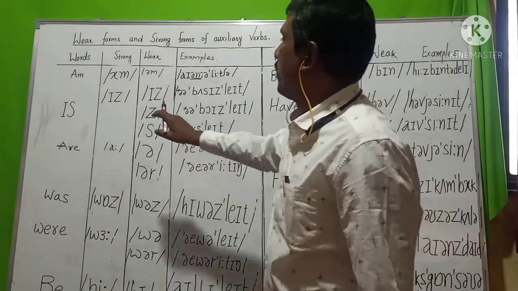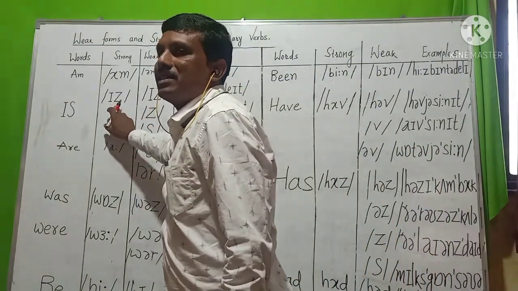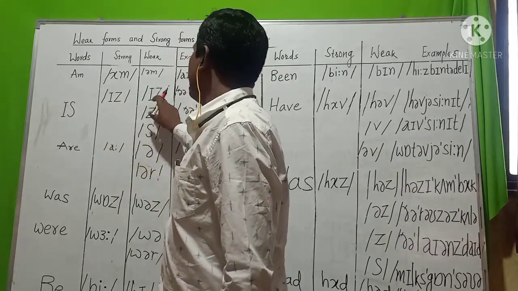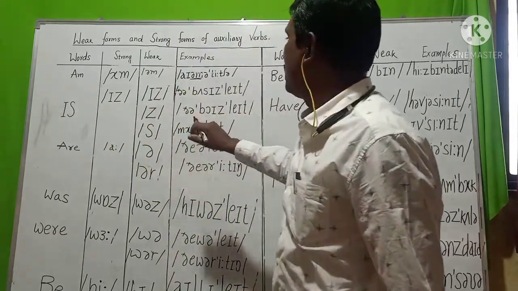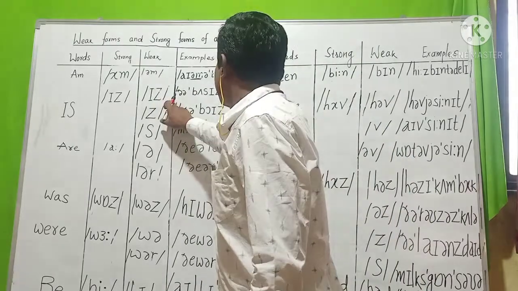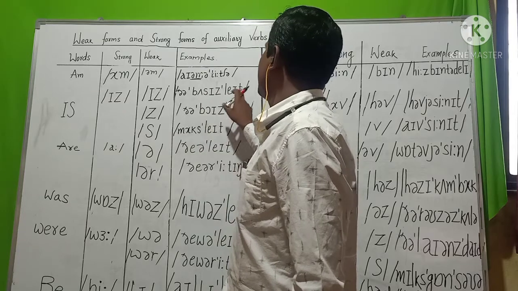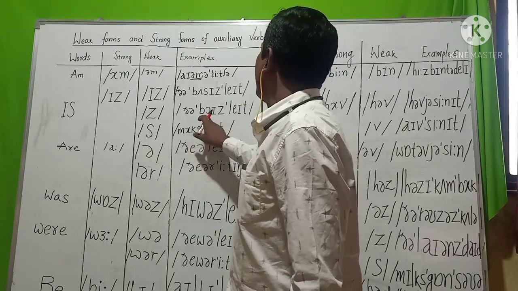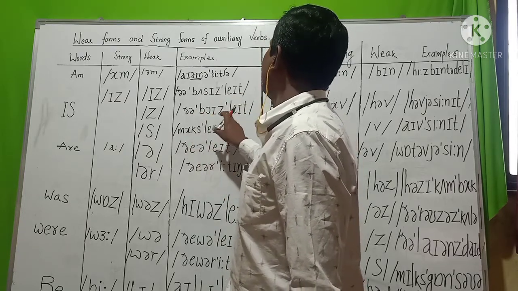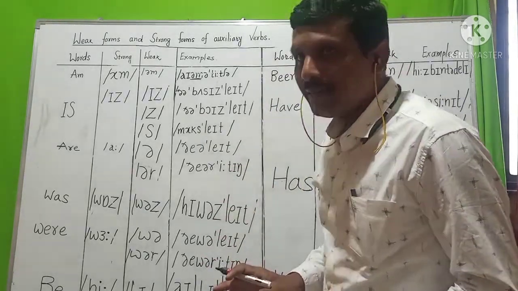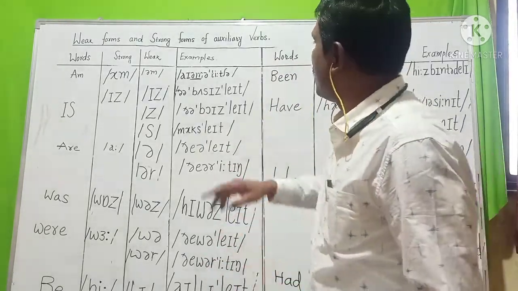Okay. The second is. The strong form is. And there are two weak forms of is. The first is. You can see it. The bus is late. And the boy is late. Can you see the difference?